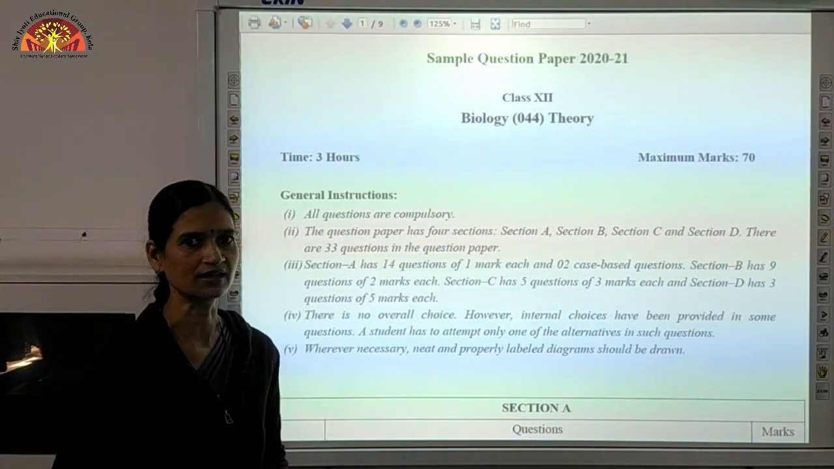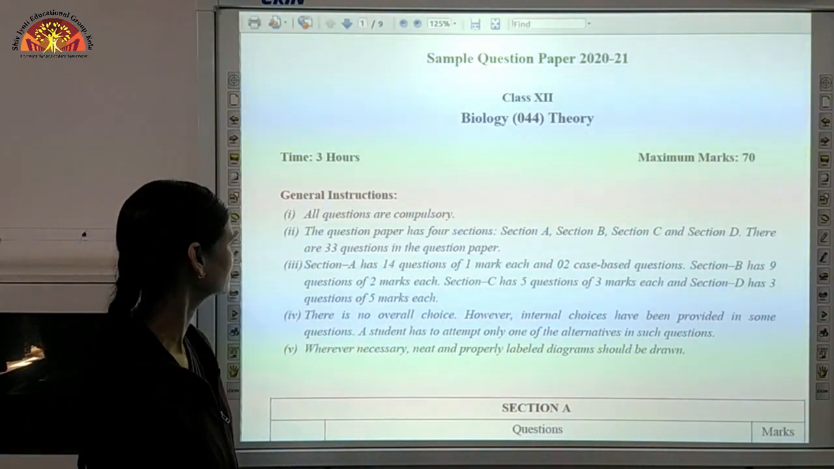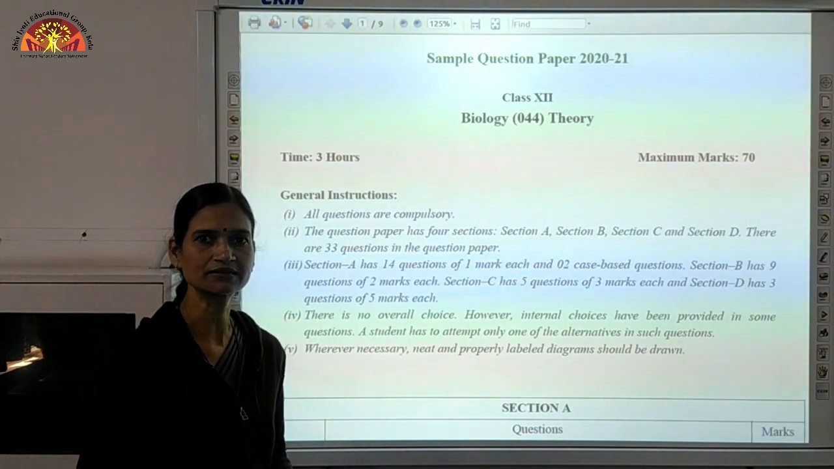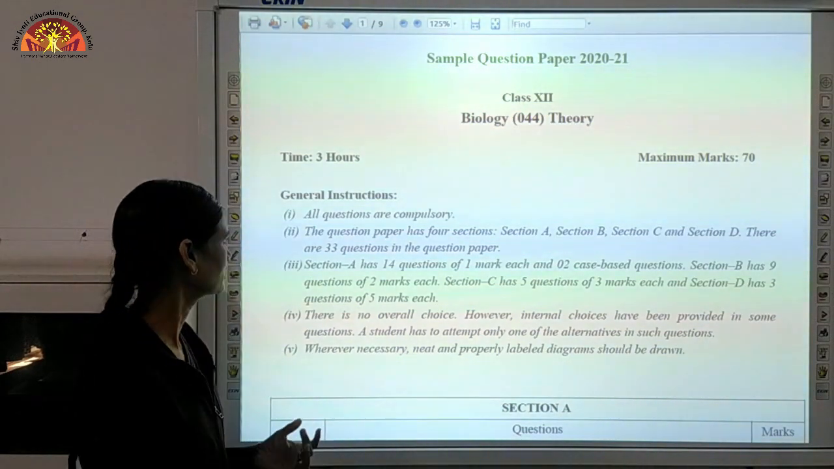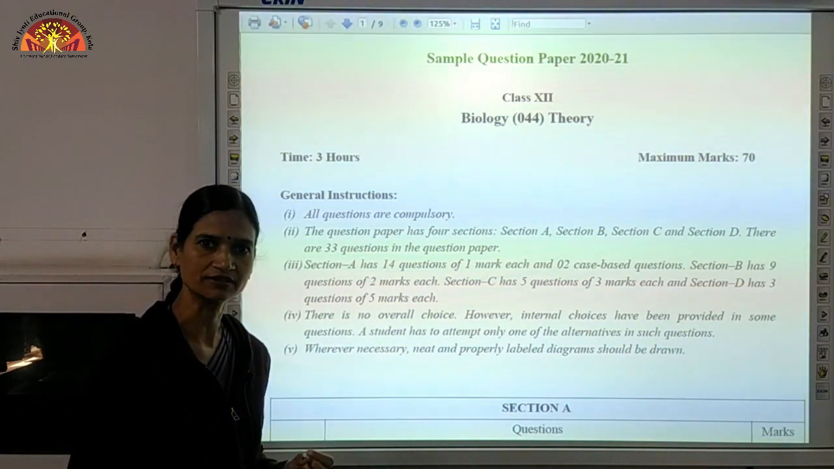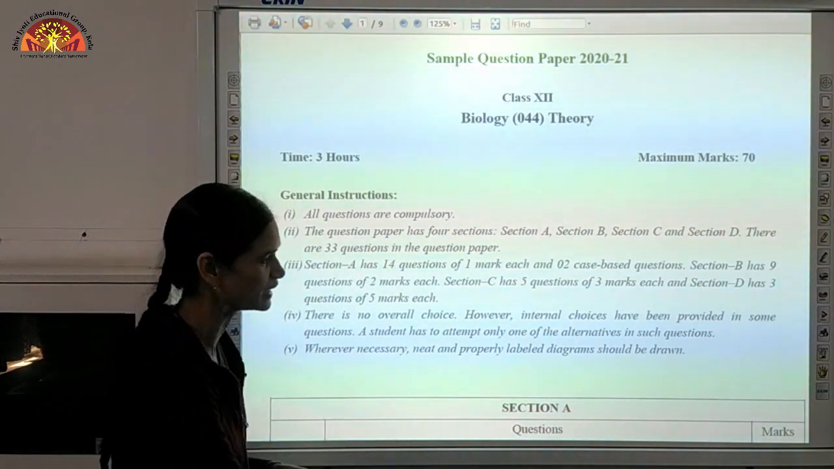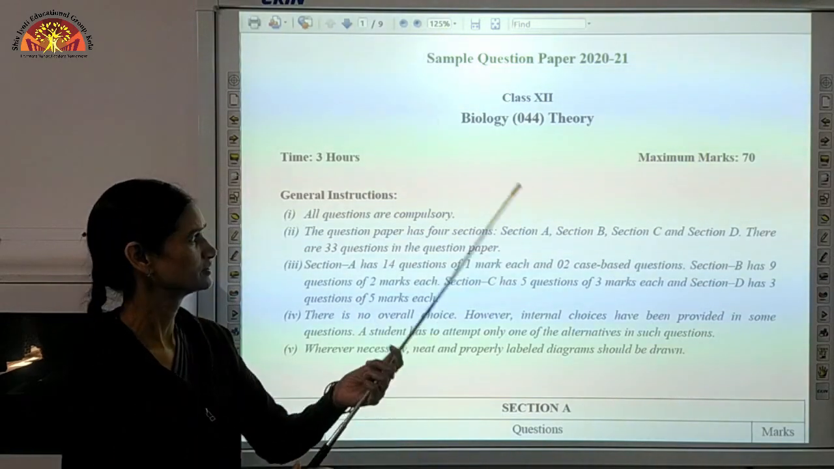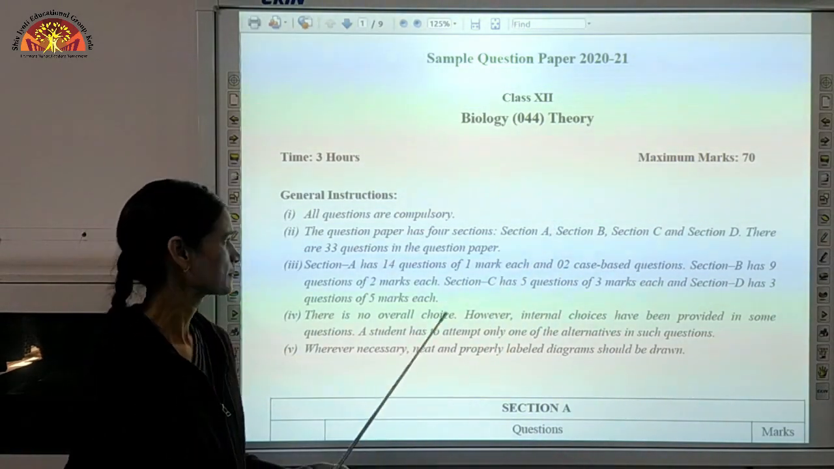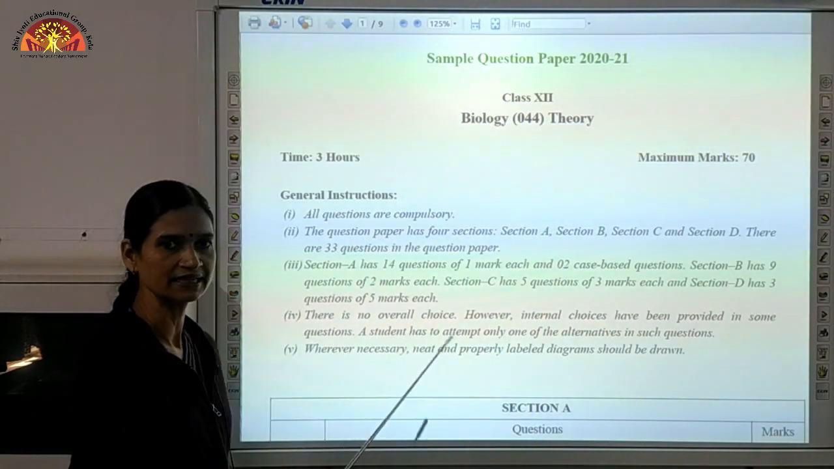That all questions are compulsory, as you know, always it happens. Then overall there are 33 questions, okay? In the biology question paper there will be 33 questions which are divided into 4 sections, that is section A, B, C and D. So overall there are 4 sections. Now let us begin with section A.